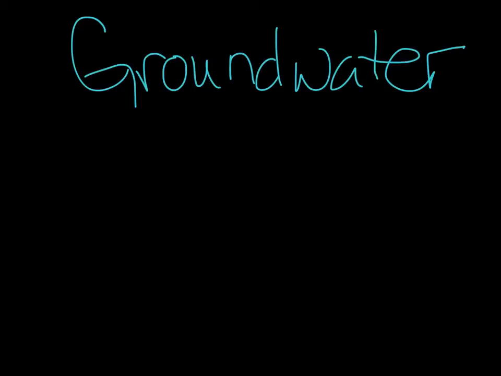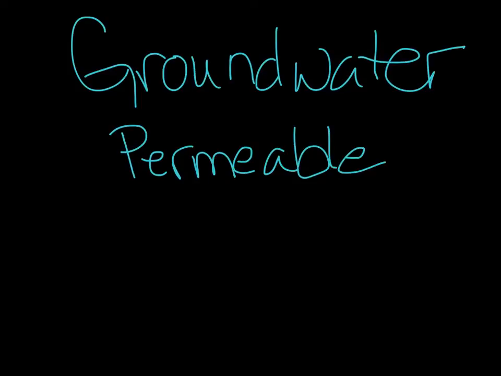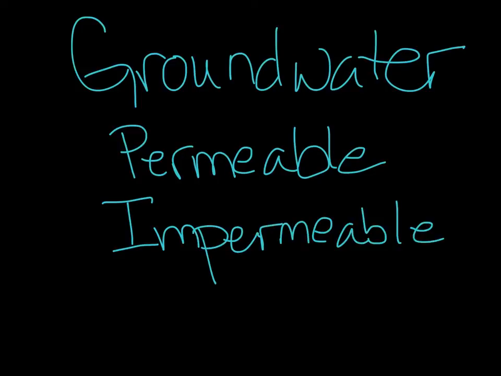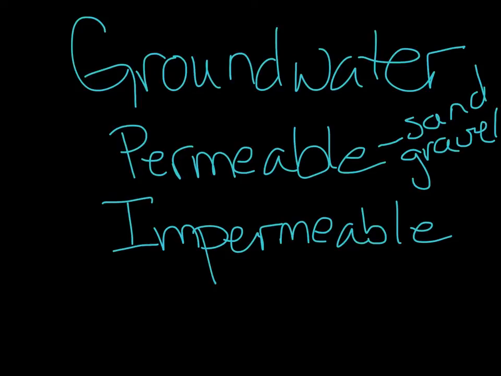Now, there are two particular points to groundwater that are important. There is the permeable layer and the impermeable layer. Now, the permeable layer is going to be things like sand, gravel, and those sorts of things. And this is where water can actually flow through it. And then the impermeable layer is going to be solid. This is going to be rock. And that is going to actually stop the water. It's not going to be able to go through the surface.